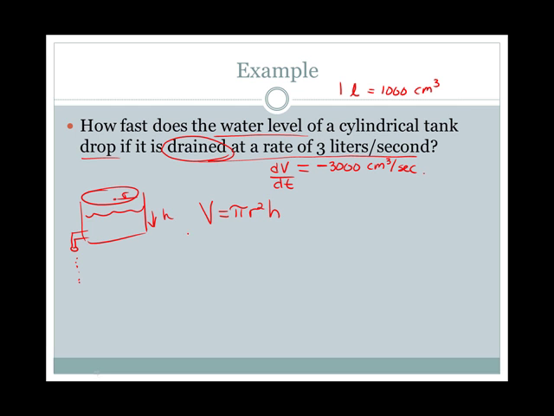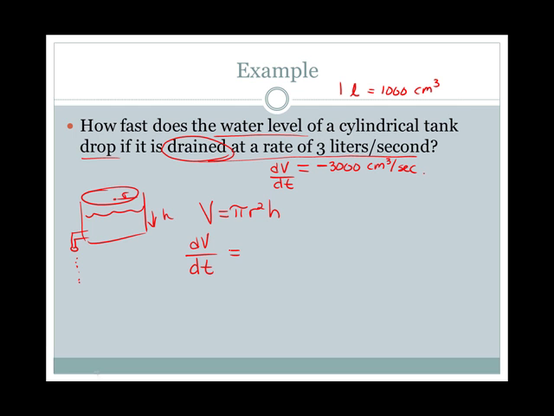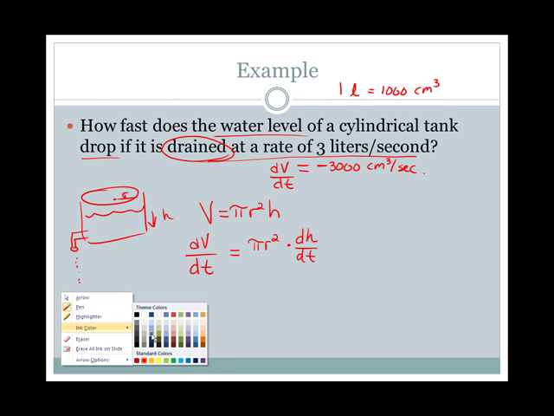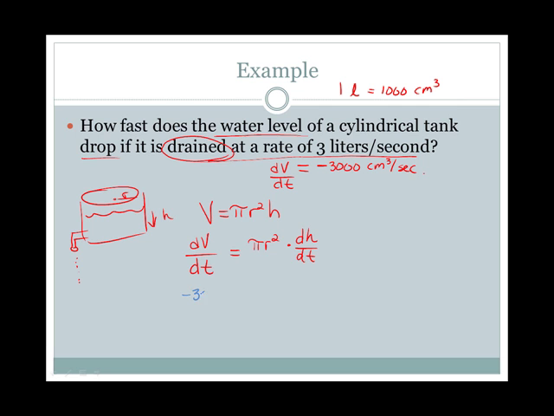Take the derivative of both sides with relation to t. Remember that pi r squared is not changing. That's a constant, so that's our coefficient, times dh dt. Now, before we solve for dh dt, what I would get in the habit of doing is going ahead and plugging in things that we know for this problem. So we know that dv dt is negative 3,000, so we could plug that in. And so dh dt is negative 3,000 over pi r squared.